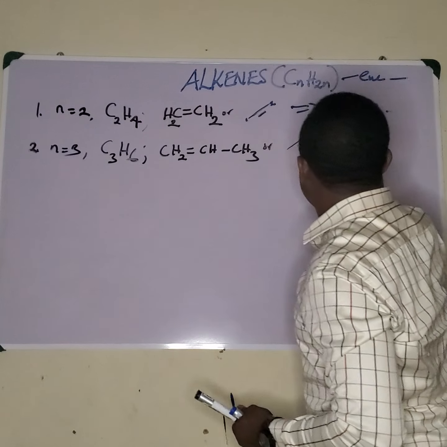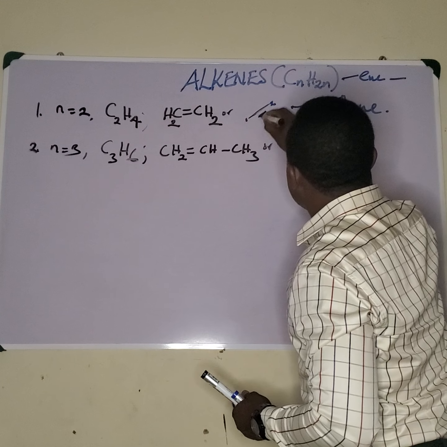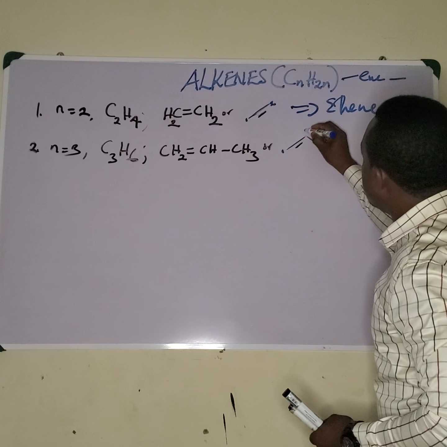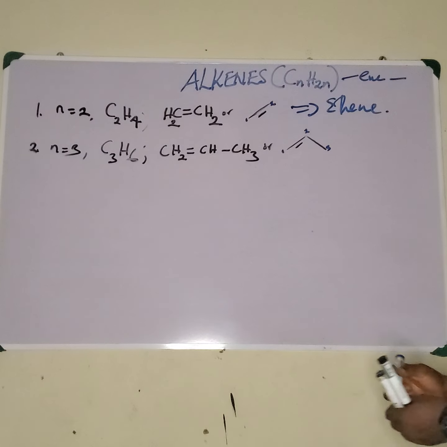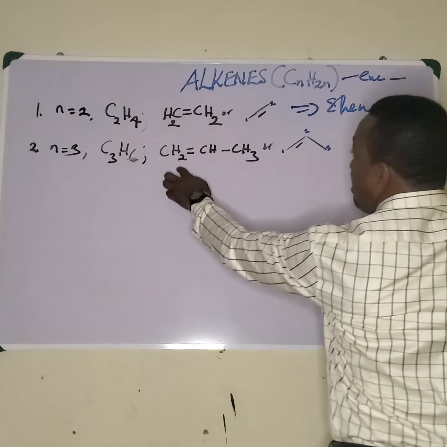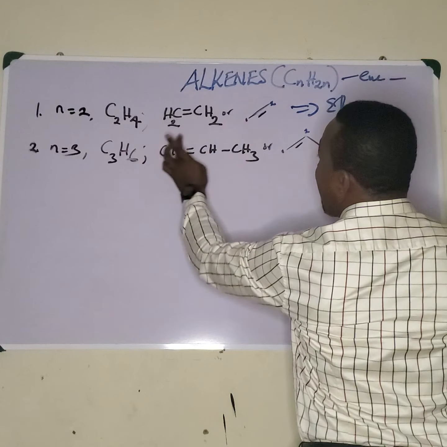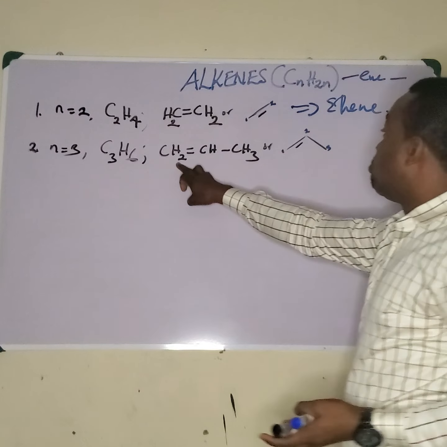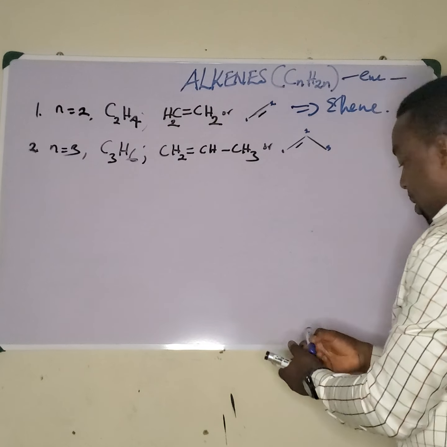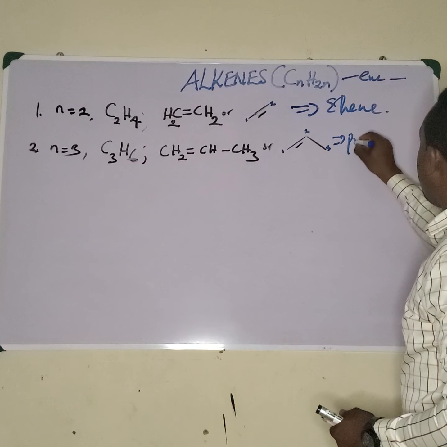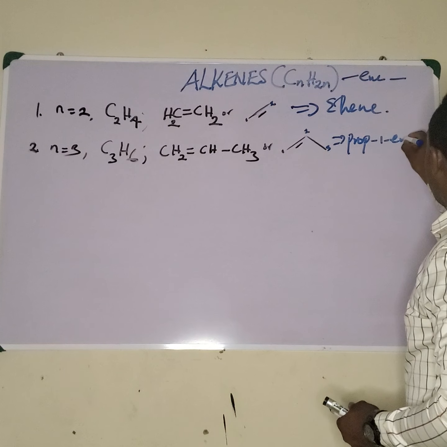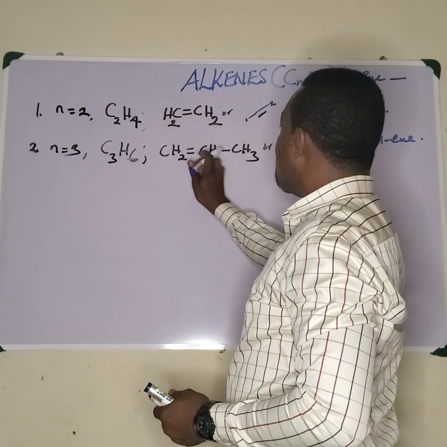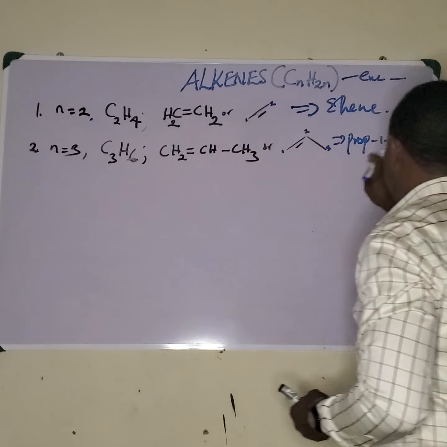We have the double bond there, which means we have carbon atom 1, carbon atom 2, and carbon atom 3. So we can still write the isomer of this. This is prop-1-ene. Remember, this one is prop-1-ene, with carbons 1, 2. So this is propene, or prop-1-ene.